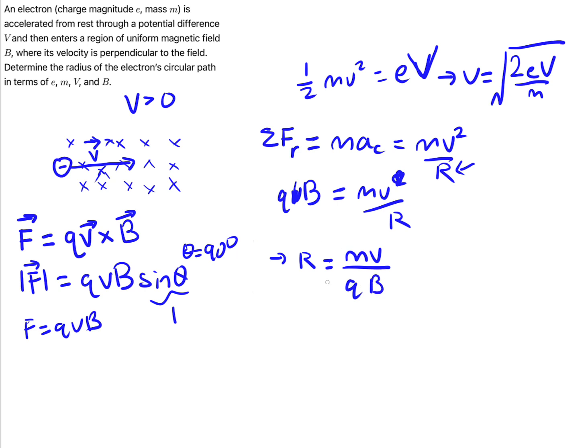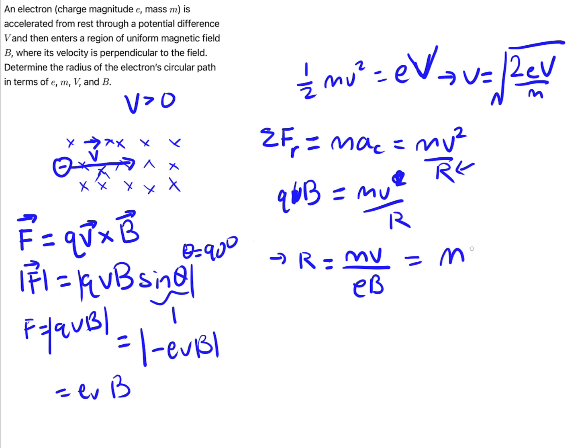And here, q is actually the magnitude of the charge of the electron, e. And we don't use the negative here since we only care about the magnitude. So perhaps I could have made this more explicit here. And so now that we have this, let's plug in the velocity here.